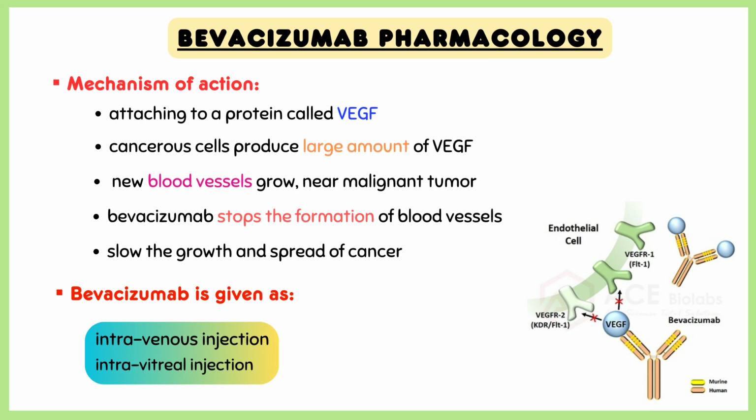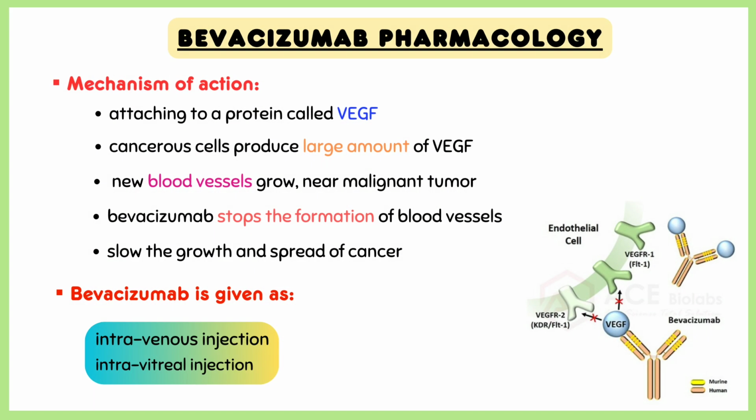Talking about the mechanism of action. Bevacizumab works by attaching to a protein called VEGF protein. These proteins make blood vessels grow. Cancerous cells typically produce a large amount of VEGF proteins, causing new blood vessels to grow near the malignant tumor. The blood vessels allow oxygen and nutrition to travel to the tumor, so it can grow larger.